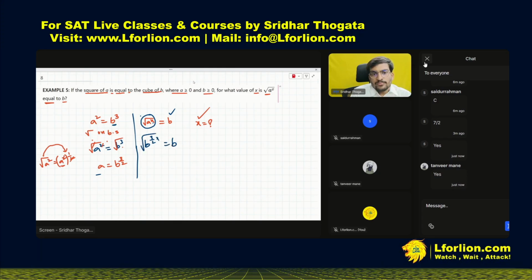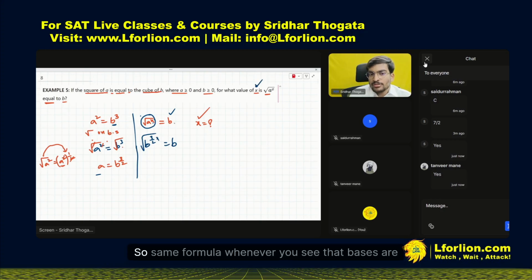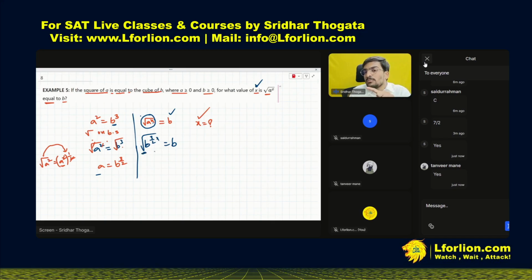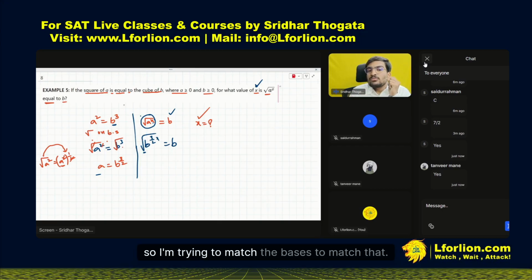So now what I'm trying to do, we are dealing with something which is in the exponent. X is the exponent thing. So same formula, whenever you see that bases are equal, equate powers. Now I'm trying to make these bases equal. How am I going to make these bases equal? Here root is there, but it must be only b. We have to remove this root, then the b bases will be matching.